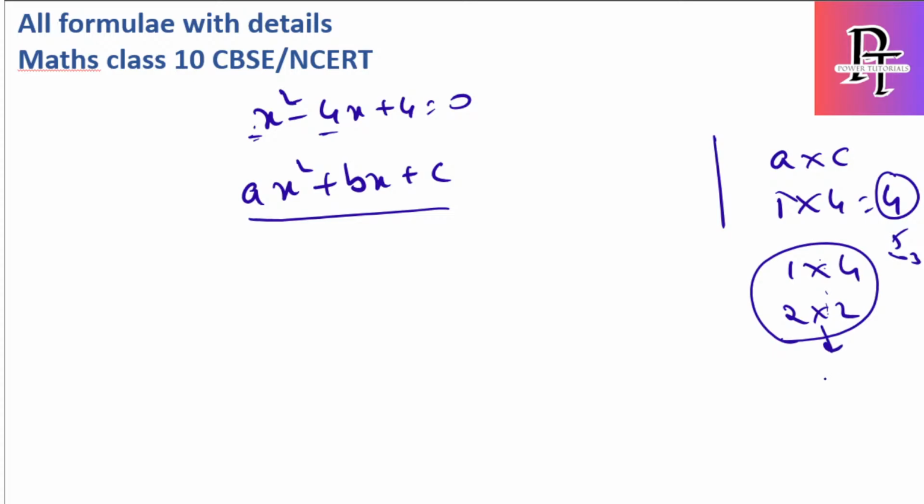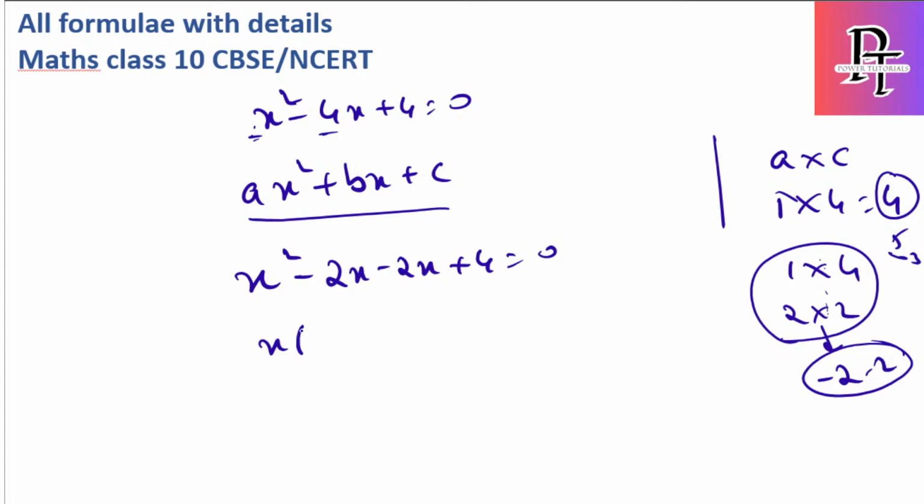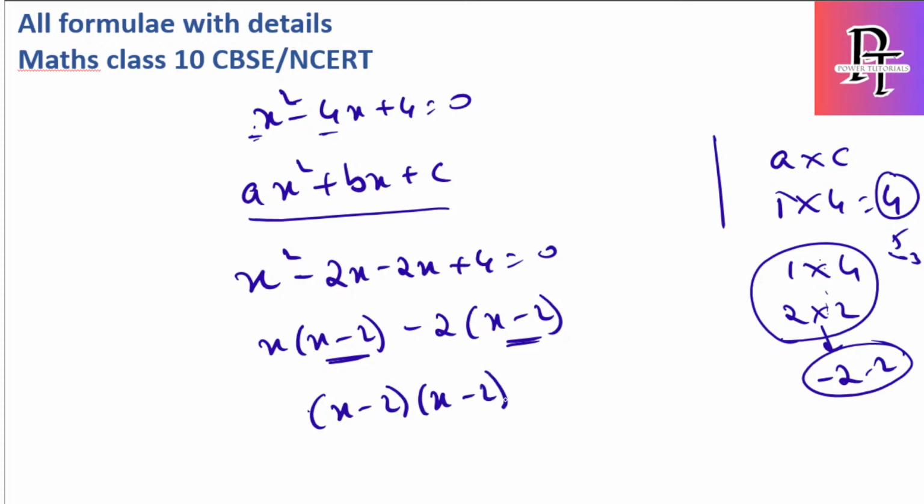So if I check for minus 2, I will get minus 4. That's when I can change this equation as x square minus 2x plus 4 is equal to 0. If I take x as common here, it becomes x minus 2, and taking minus 2 as common becomes again x minus 2. Always remember this part and this part should be equal. So now this will be x minus 2 into x minus 2 is equal to 0. So x minus 2 is equal to 0 and x minus 2 is equal to 0. So x values are 2 comma 2.